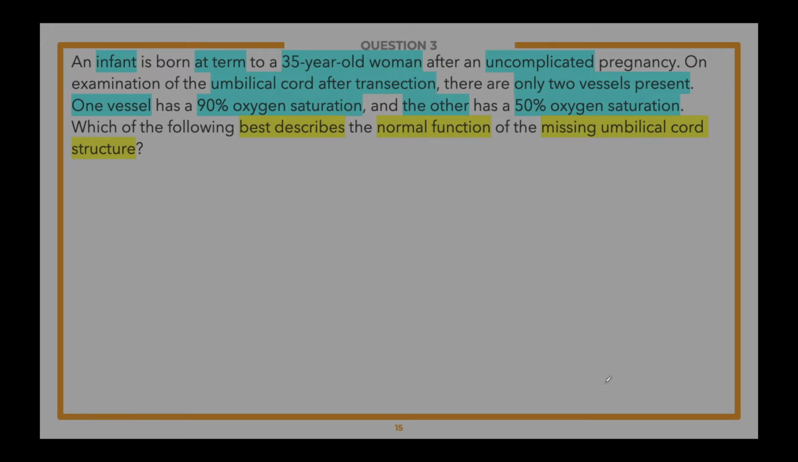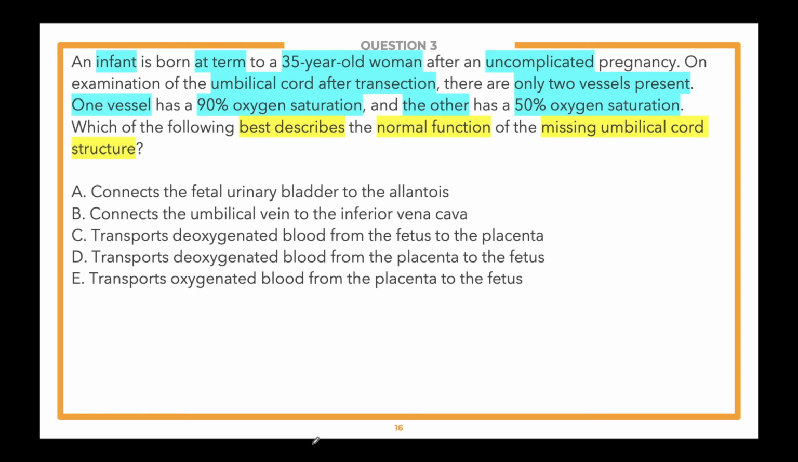So once again, let's go ahead and take a look at those answer choices. And once again, we are going to start at the bottom and we are going to work our way up to the top. Answer choice E, transports oxygenated blood from the placenta to the fetus. D, transports deoxygenated blood from the placenta to the fetus. C, transports deoxygenated blood from the fetus to the placenta. B, connects the umbilical vein to the inferior vena cava. And A, connects the fetal urinary bladder to the allantois.